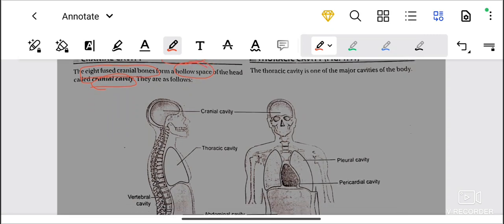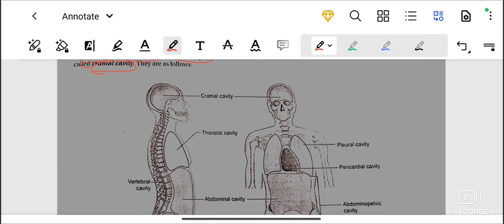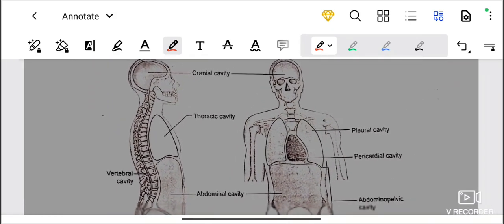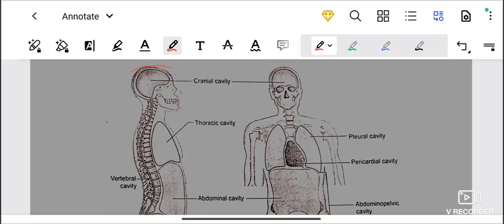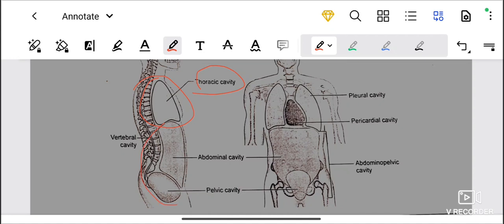You can see this structure and understand the cavities in the body. In the skull we see the cranial cavity. In the chest we see the thoracic cavity, where the lungs are present. Then there is the abdominopelvic cavity, which has two parts: the abdominal cavity, where we see the GI system, and the pelvic cavity, where we see the pelvic bones and pelvic organs.